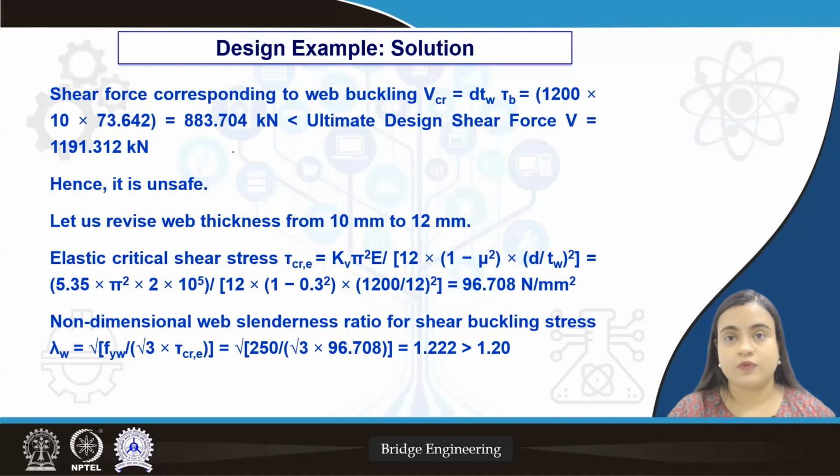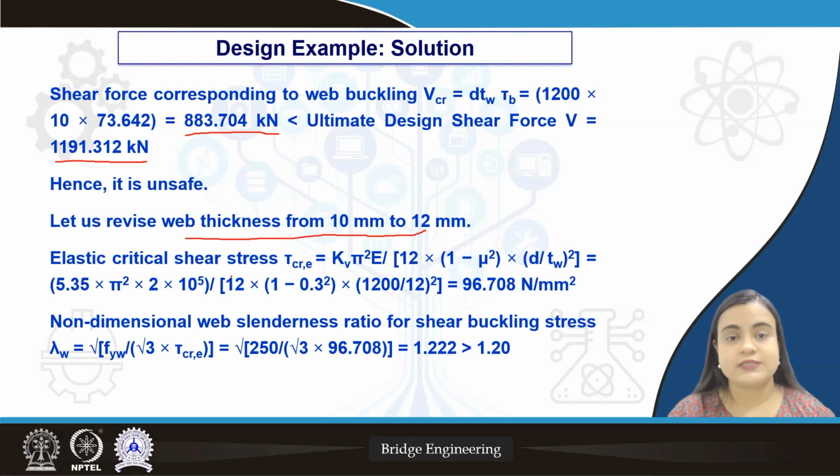Next, shear force corresponding to the web buckling Vcr will be obtained as d tw times tau b. That turns out to be 883.704 kilonewton, which is less than ultimate design shear force V, that is equal to 1191.312 kilonewton. Hence it is unsafe. That's why we have to revise our trial section. Let us revise the web thickness from 10 to 12 millimeter.